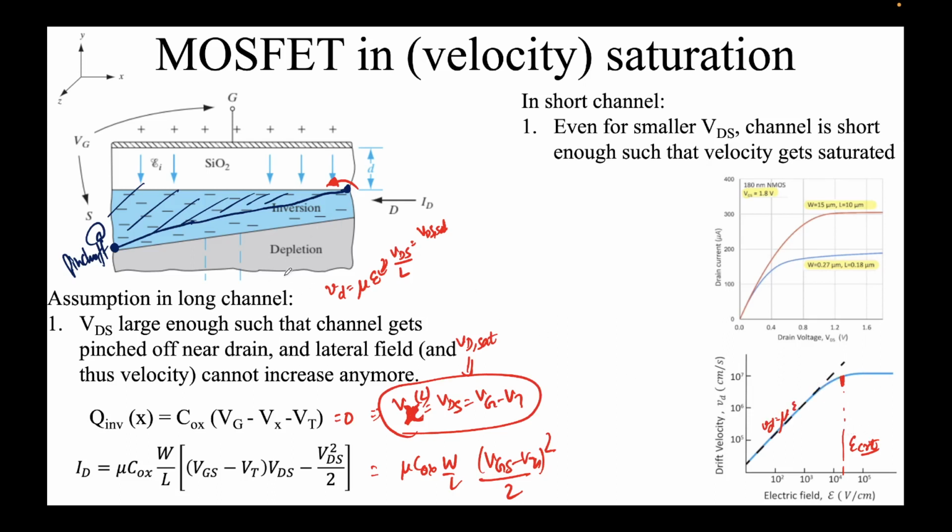So in the long channel MOSFET, the saturation is coming from the fact that the channel has got pinched off, and any increase in drain to source bias will not increase the electric field any further. So it's not that the velocity is saturated. Velocity can increase, but it's your electric field which cannot increase any further. So there's a difference here. This regime is called the velocity saturated regime.